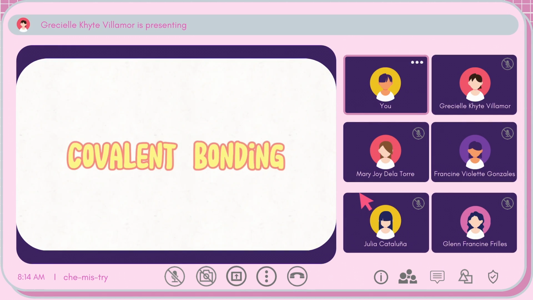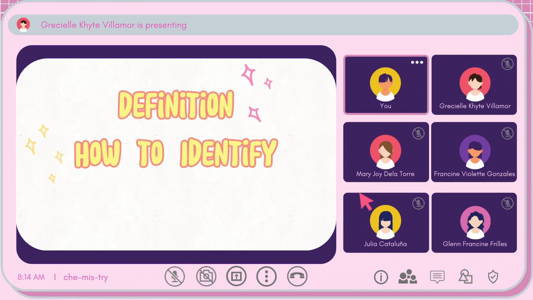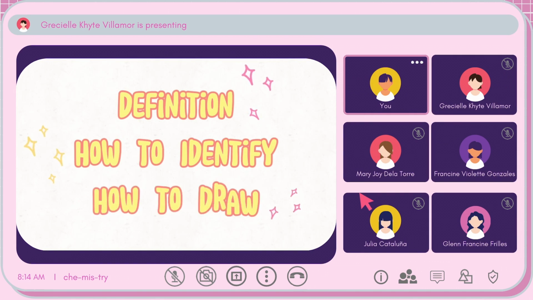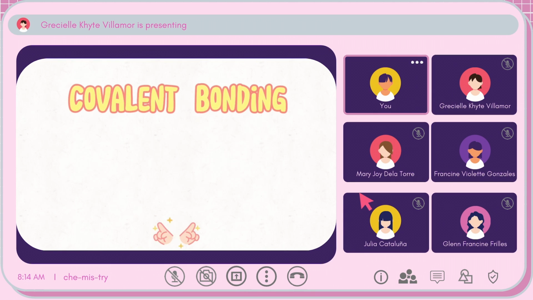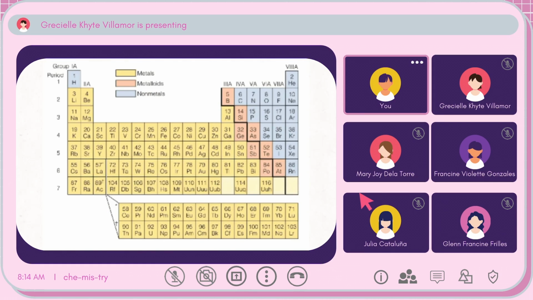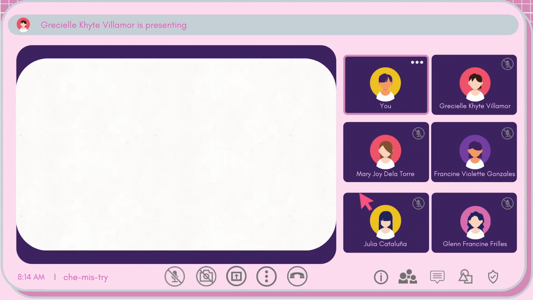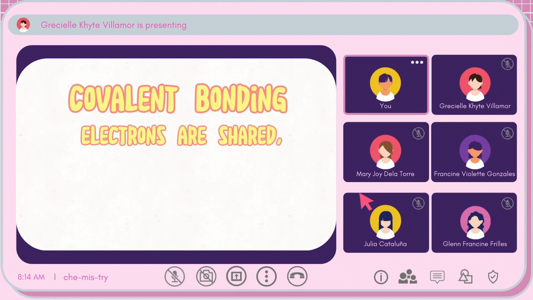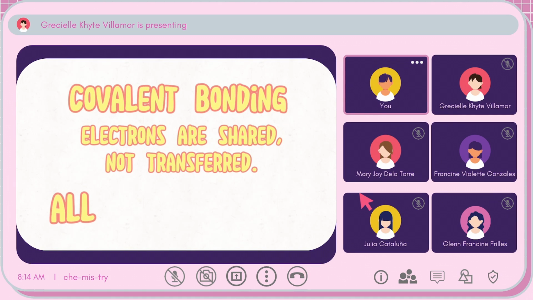To help you better understand covalent bonding, I'll be going over its definition, how to identify a covalent bond, and how to start drawing out covalent bonds. Covalent bonding is a type of bonding that happens between 2 or more nonmetals. We use the periodic table to help us identify whether something is a metal or a nonmetal. In covalent bonding, electrons are shared, not transferred, so it's all about sharing.